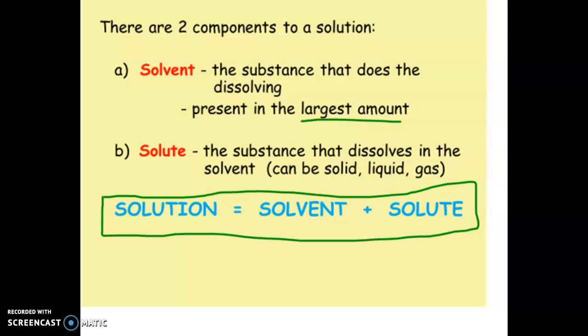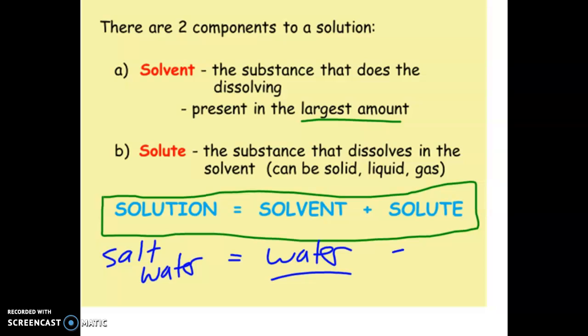So for example, if I was making a solution of salt water, my solvent would be water. Let's say I have a glass of water, that's the solvent, and my solute would be salt. I'm trying to dissolve this into the solvent. The solute is always being dissolved into the solvent. Now the solute can come in a whole bunch of different states: solid, liquid, or gas. And the solvent can also be different states: solid, liquid, or gas. It really depends on what type of solution we're trying to make.